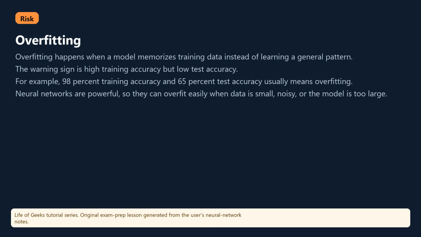Neural networks can overfit because they may contain many parameters. With enough parameters, a model can memorize noise, unusual examples, and accidental patterns in the training data. In an exam, define overfitting as good performance on training data, but poor performance on unseen data. Then mention that the goal of machine learning is not memorization. The goal is generalization to new examples.